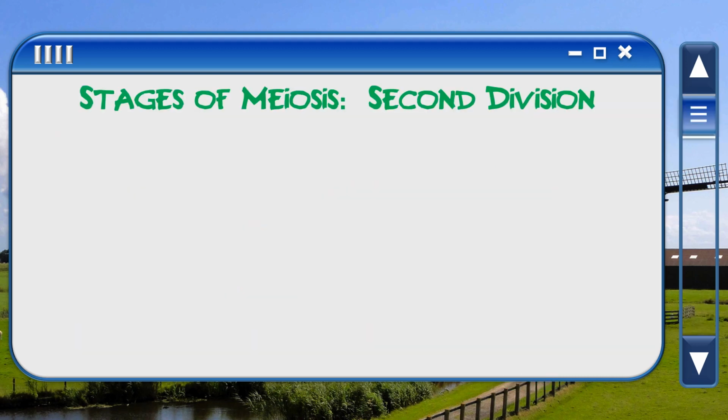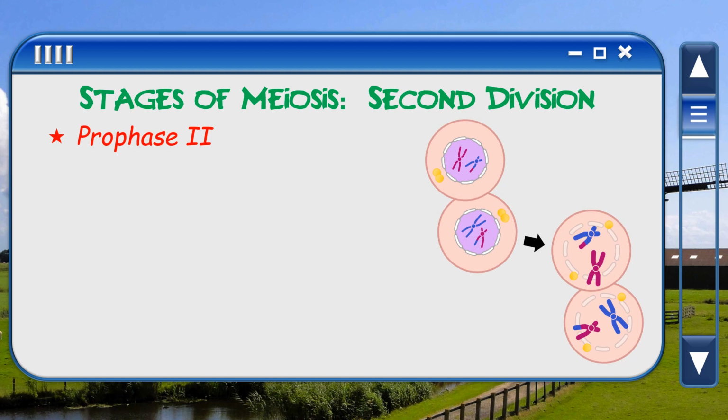Stages of meiosis. We have finished the first meiotic division. Now we are going to the second meiotic division, where we repeat the same cycles that we went through in the first. But in the first meiotic division, we were separating the homologous chromosomes. In the second meiotic division, we are just going to separate the sister chromatids.